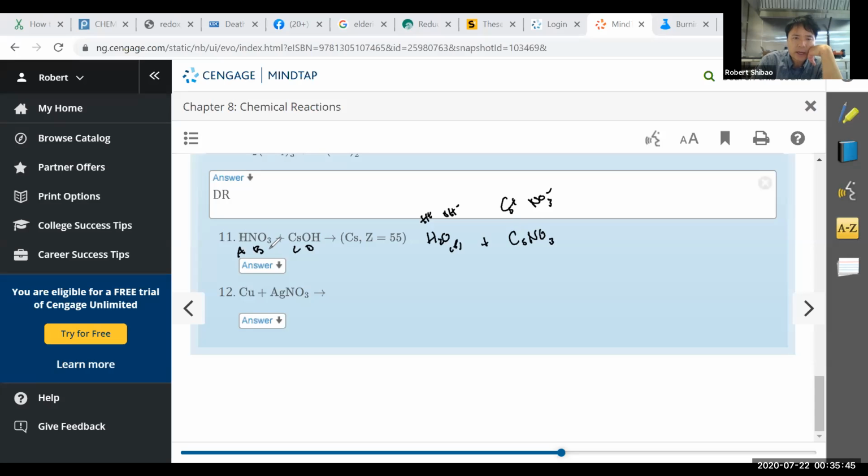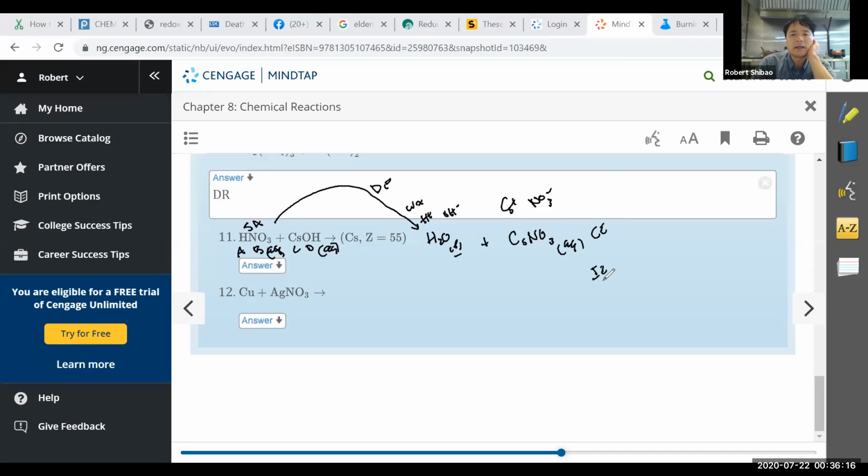And so nitric acid is aqueous, cesium hydroxide, all group 1 salts are aqueous. That's aqueous. H2O is a liquid. Cesium salts are all aqueous, group 1 salts. And so what's the driving force for this? Well, the driving force is we got a stronger acid, nitric acid, going to a weaker acid, water. And so the driving force for this is stronger acid to weaker acid here in this double replacement. Okay, this is our CE, or the complete equation.